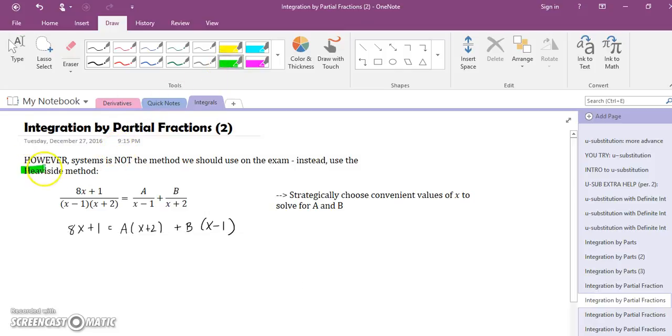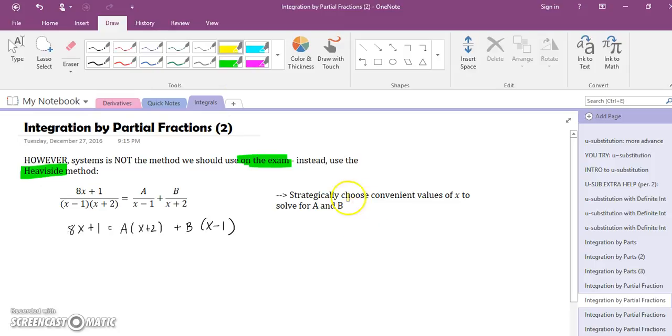It's called the Heaviside method. There was a mathematician whose last name was Heaviside. He came up with this, so he named it after himself. This is the way you're actually going to want to do it on the AP exam. Do not use systems on the exam. It takes up a little bit too much time, and remember, every second counts here.